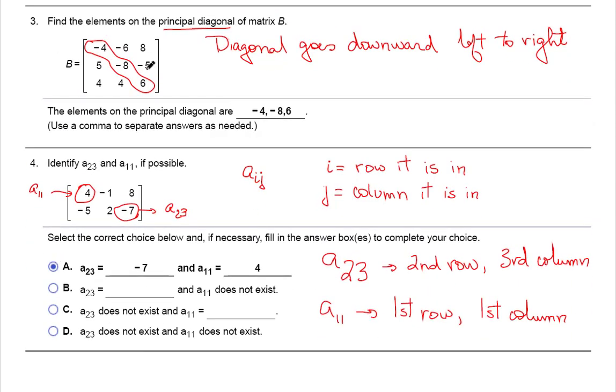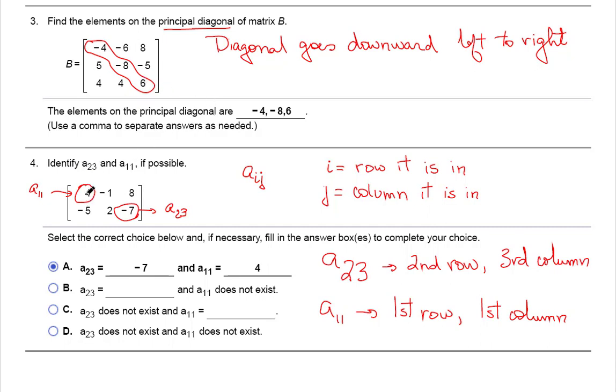In question 3, they want us to say, what are the elements on the principal diagonal? Well, the diagonal is, just as it sounds, the elements that go downward along the perfect diagonal line. And this particular matrix is 3 by 3, and so the diagonal is a perfect one. So I've got -4, -8, and 6.